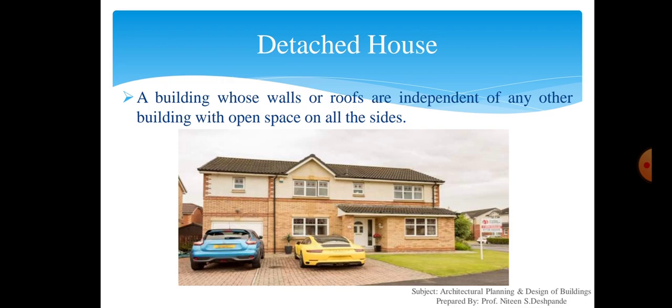Detached house: a building whose walls or roofs are independent of any other building, with open space on all the sides, is called a detached house. As you can see in the image, a residential bungalow is an example of a detached house. This type of construction of dwelling houses is very popular in India, but it is possessed by higher or middle income group families, as everyone cannot afford to have a bungalow.